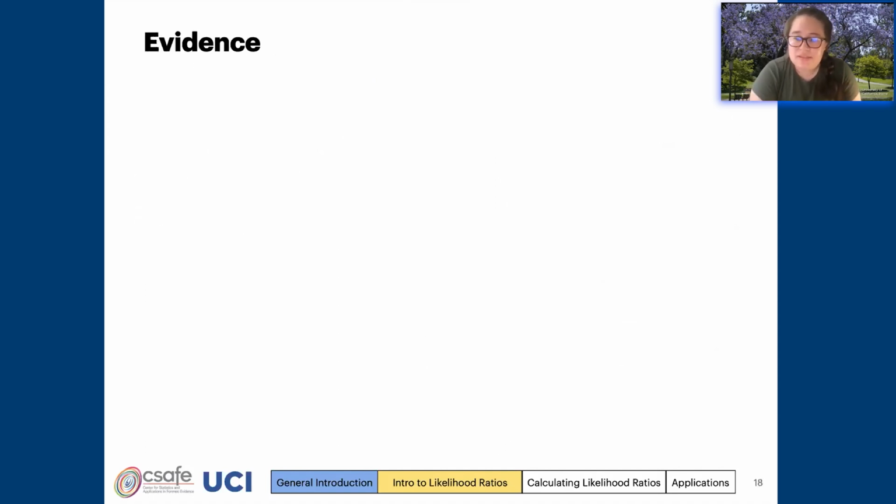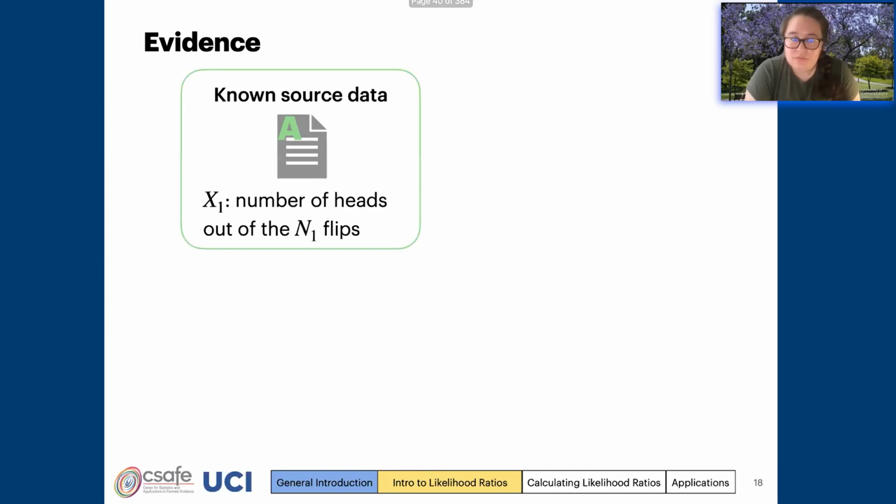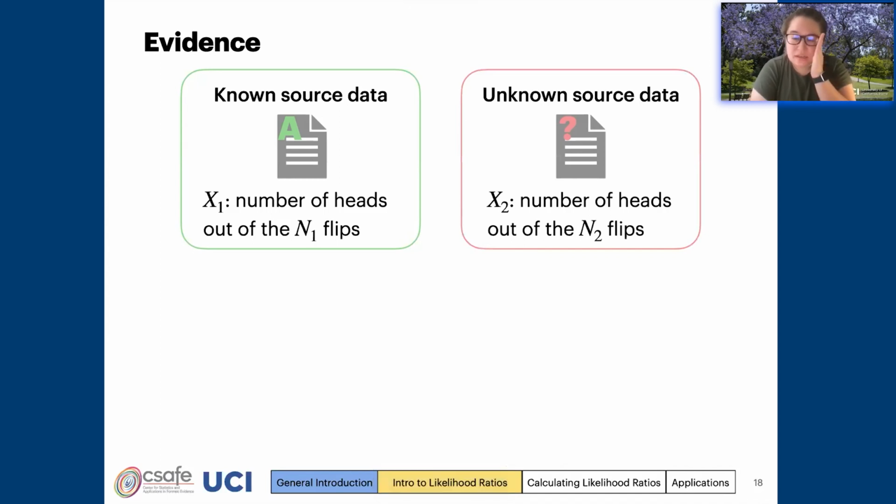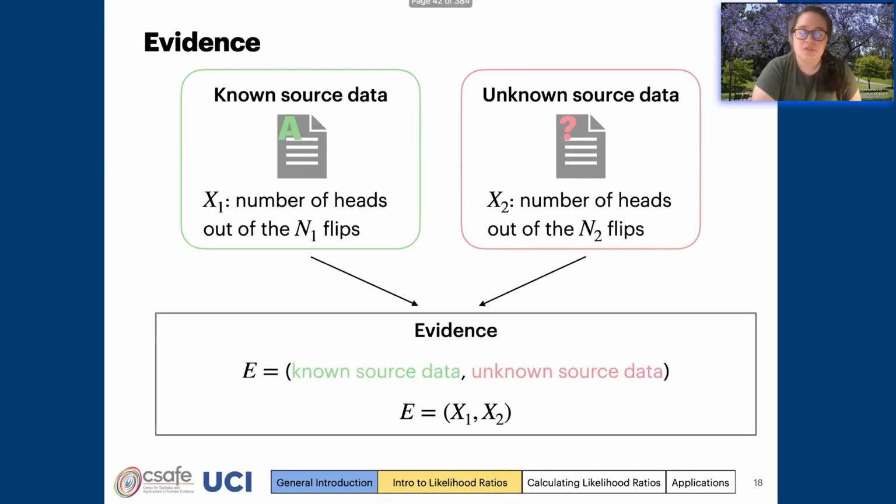So what do we have as the evidence in this case? First we have our known source data. We have the number of times after flipping coin A that it landed on heads, and we'll call that number of heads X1. We also have the set of unknown source data, which is the number of times that the unknown coin landed on heads. We'll call that X2. So when we take both of these pieces together, this comprises the evidence, which we'll sometimes use E to denote. And so specifically in our case, E is X1 and X2, but more generally, the evidence consisting of known source data and unknown source data is a common form of comprising the evidence in forensics.